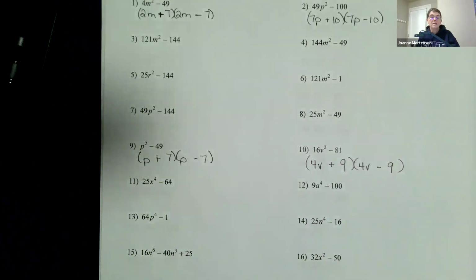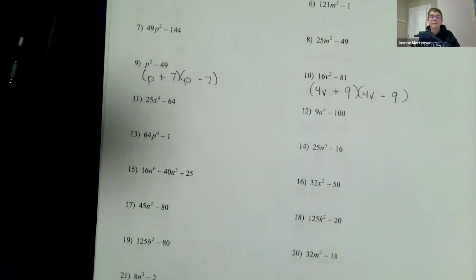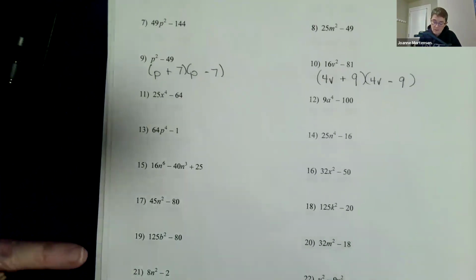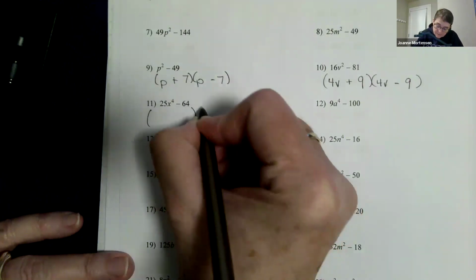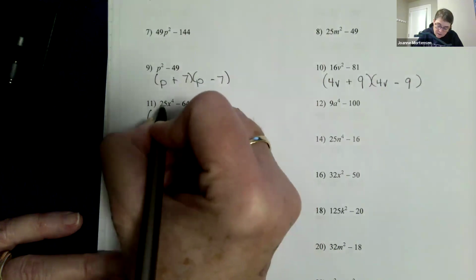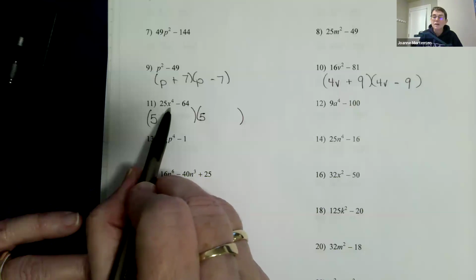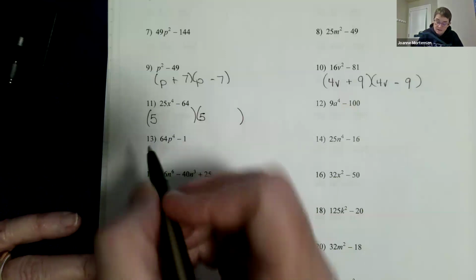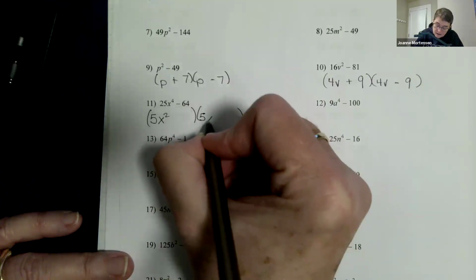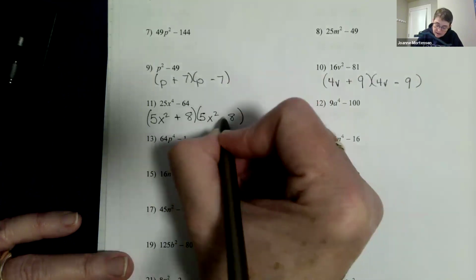Okay. When I said it got interesting, when it got down here, is I have something to the 4th power. That's mildly interesting. But the pattern is still beautifully the same. Square root of 25 is 5. Now, remember, x to the 4th, to take the square root of a variable, all you need to do is divide the exponent in half. So this will be x squared, and x squared, and 8, and 8, and a plus.